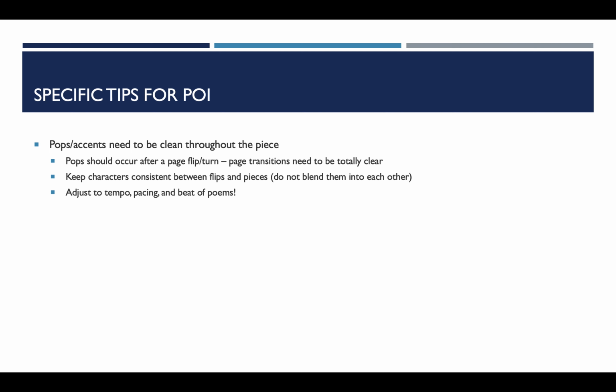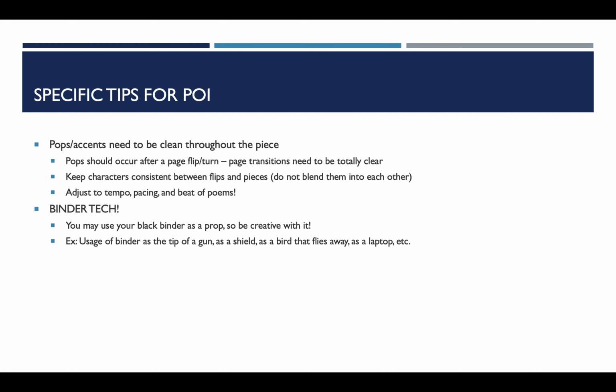I also want you to make sure that you're adjusting to the tempo, pacing, and the beat of your poems. Remember that programmed oral interpretation requires you to have some sort of drama, prose, and/or poetry, right? So if you get to that poetry stage, make sure that you're adjusting to the tempo, the pacing, and the beat of those poems. Don't rush. Don't speak as if the poem were just prose or drama. Make sure that you're actually taking the time to adjust to that tempo and that pacing.